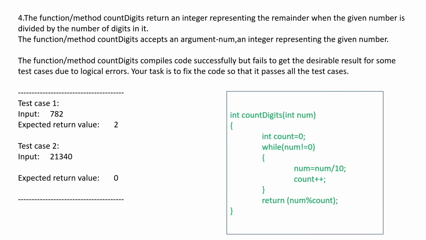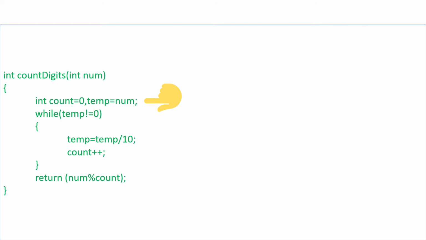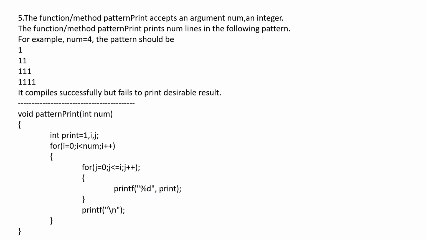So once we get the count, we have to find the remainder by using percentile. But here the num variable is reduced to 0. Only then is the while loop terminating. So for that we have to use a temporary variable, and before that we have to assign the number to the temporary variable, and then use that variable within the function. Finally, we can return num percentile count.